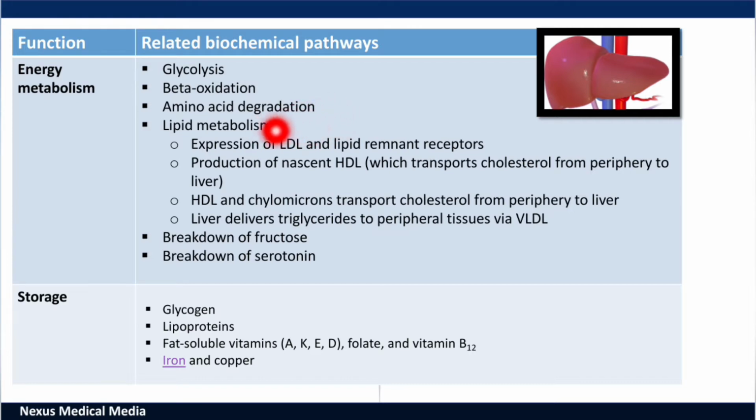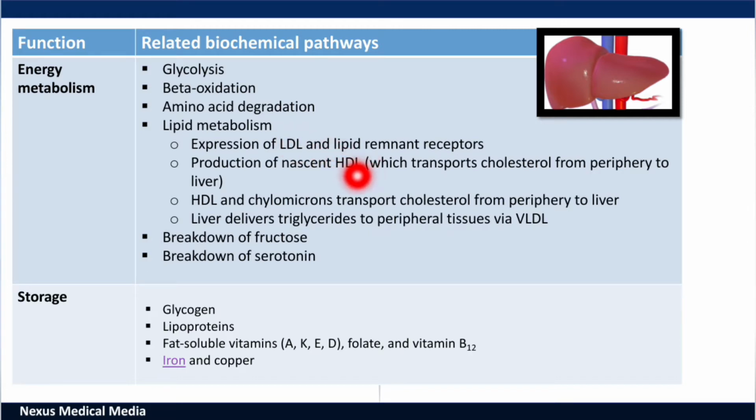lipid metabolism, right? So on the liver there is expression of low density lipoprotein and lipid remnant receptors, right? So these receptors for LDL and lipid remnant receptors are there on the liver. Production of nascent HDL, high density lipoprotein. This is actually what we can say is good cholesterol. This one is bad cholesterol, right?